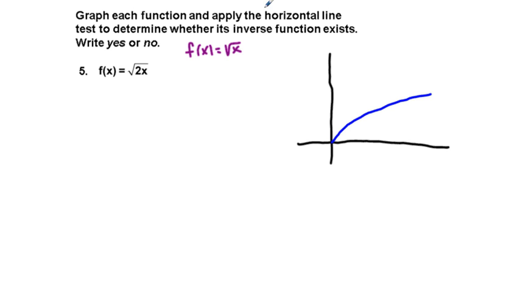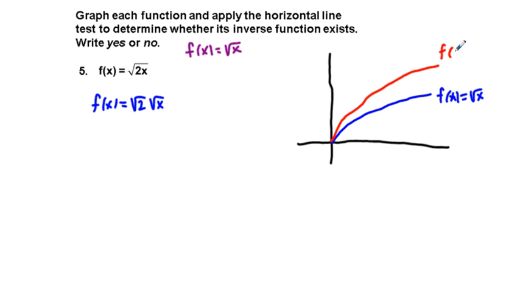So what's happening here with this particular one, just rewriting this, we have f of x equals, we can pull this 2 out of the radical, so we're going to get square root of 2 times square root of x. So what it's going to do is stretch this original parent function, f of x equals square root of x, by a factor of square root of 2. So it's going to be something like this. So f of x equals square root of 2x. And then if we do a horizontal line test on this red curve, we see that the horizontal line touches only once. So to this we will say, yes, the inverse function does exist.